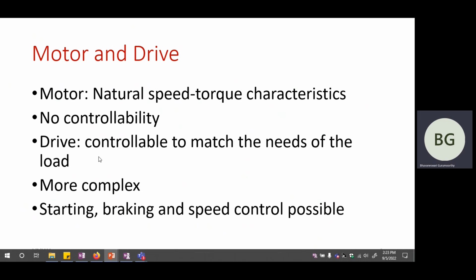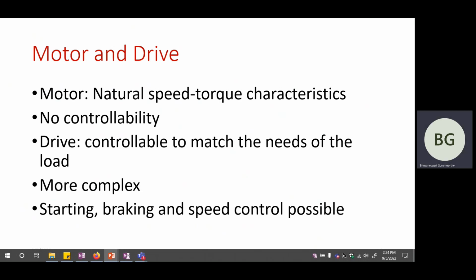Whereas if I want controllability, where I would like to match the needs of the load with that of the motor, then I will need a drive unit. The drive unit is the control unit. The moment you include controllability in your entire system, then the system is going to definitely get more complex. It will not be as simple as a simple motor, but the moment you call it a motor drive, there has to be controllability, so it is going to become more complex.